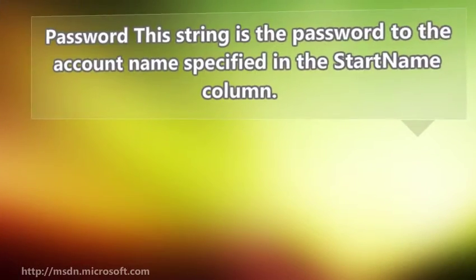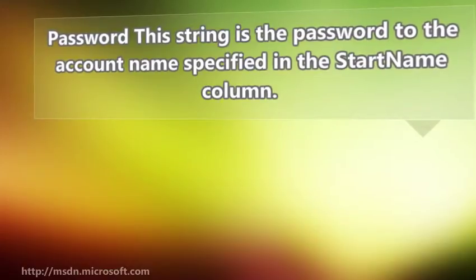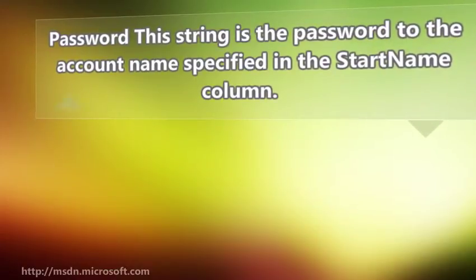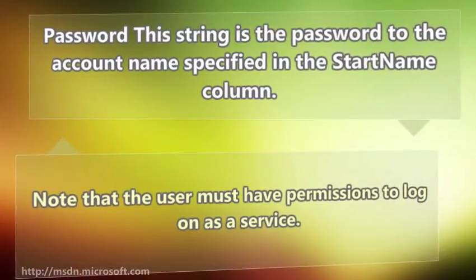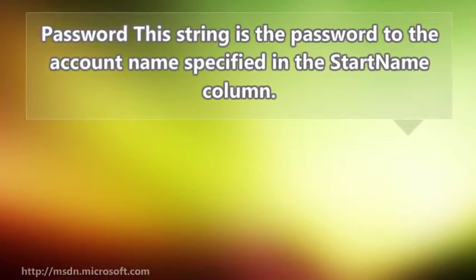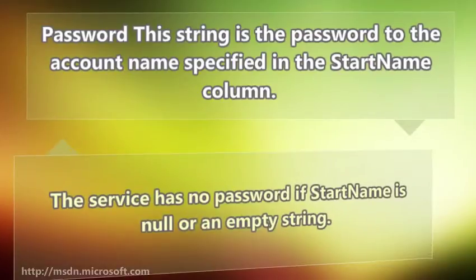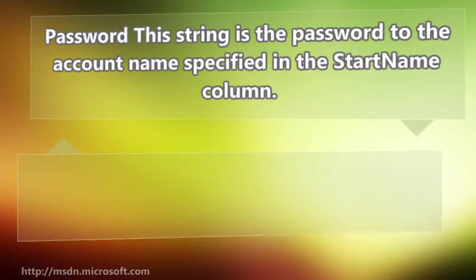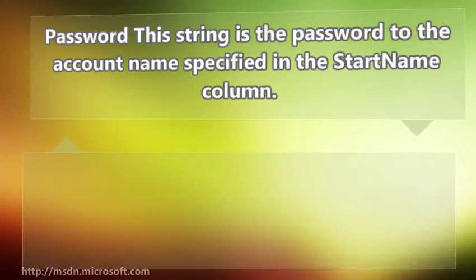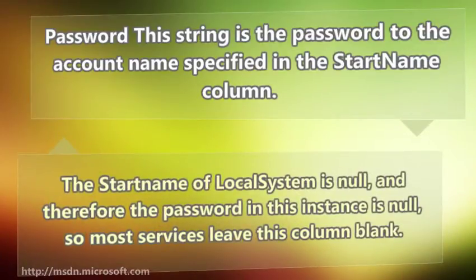Password. This string is the password to the account name specified in the start name column. Note that the user must have permissions to log on as a service. The service has no password if start name is null or an empty string. The start name of local system is null, and therefore the password in this instance is null, so most services leave this column blank.